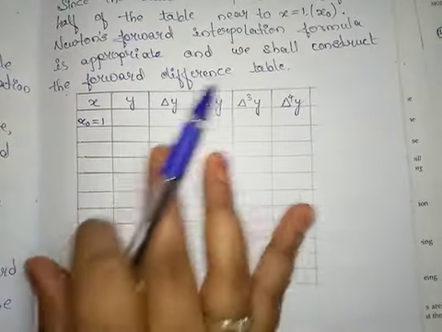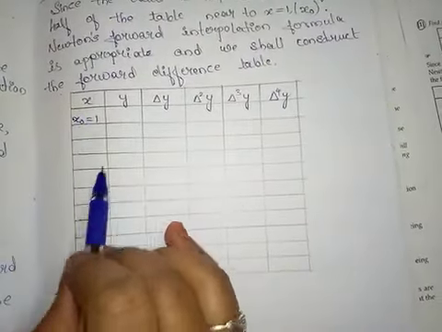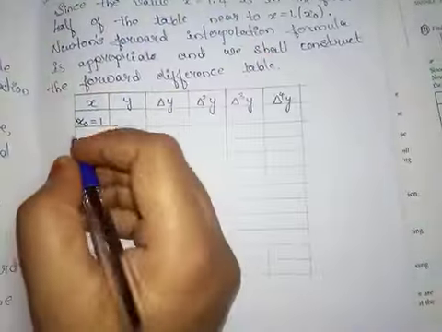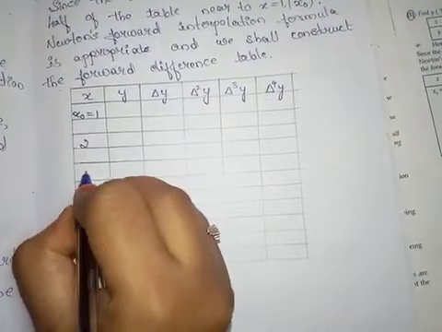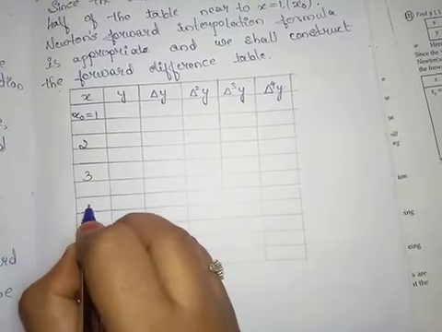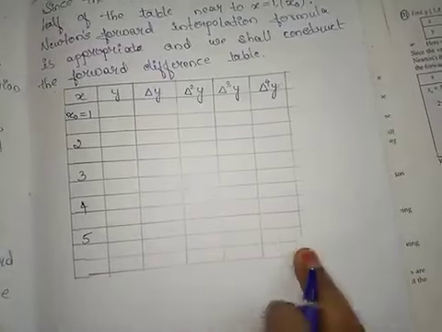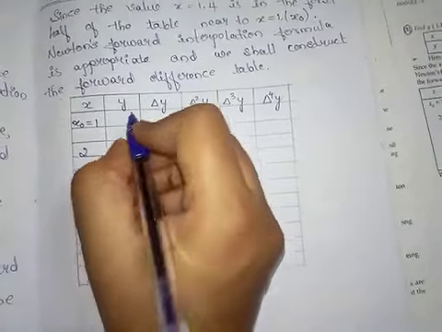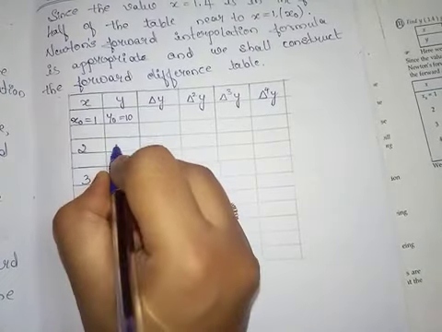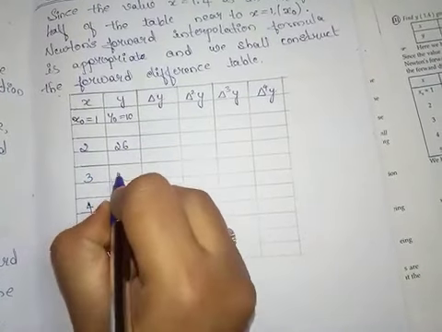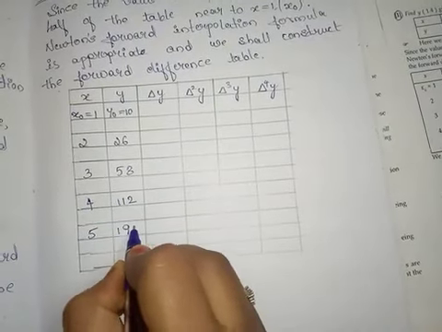This is the way of constructing the difference table. First we write the values of x and y from our given table. x0 = 1, x1 = 2, x2 = 3, x3 = 4, x4 = 5. Then the y values: y0 = 10, y1 = 26, then 58, 112 and 194.